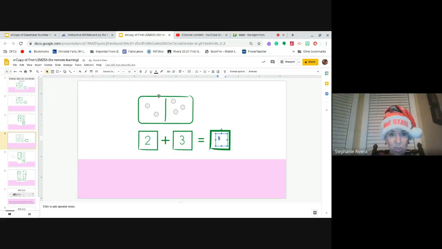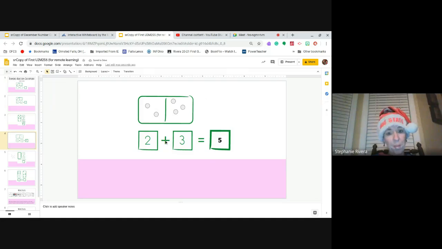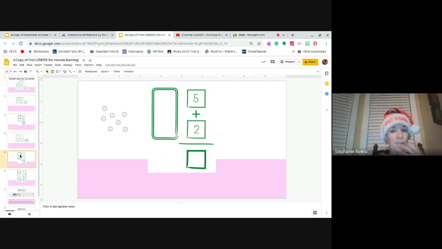And let's read this equation. Let's read it. Some of us are having a hard time making sure we can read those equations, right? 2 plus 3 equals 5. That is our total. That is our sum. 2 plus 3 equals 5. Thumbs up, friends.